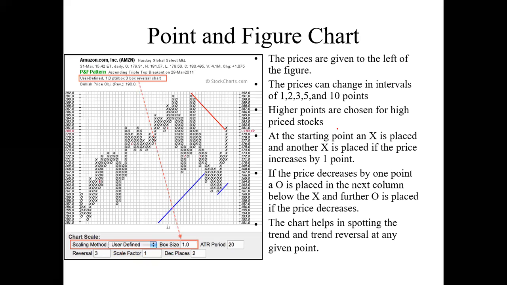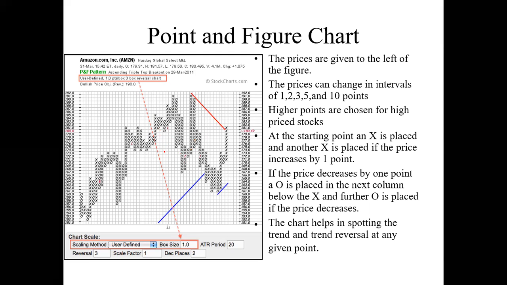Here we can easily see this is all a downward trend, and there is an upward trend which has been shown with the X's. The prices are given on the left of the figure, on the axis, and the prices can change in intervals of 1, 2, 3, 5, and 10 points. Higher points are chosen for higher priced stocks.